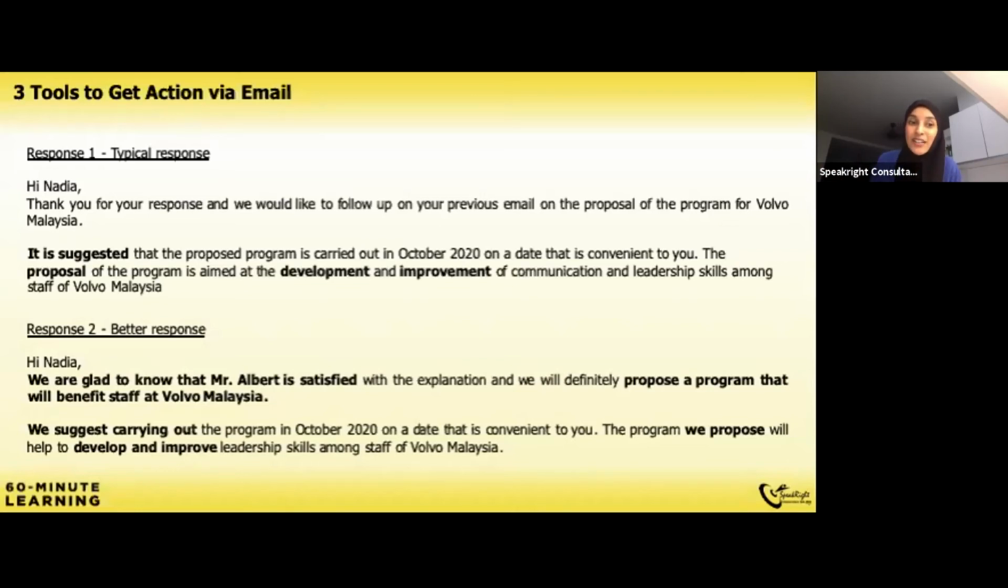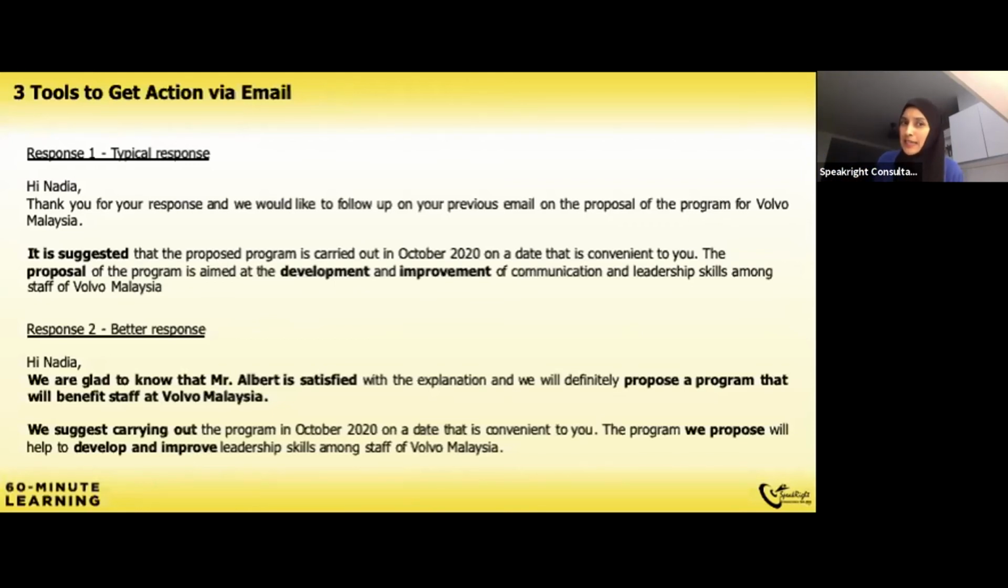All right, you're acknowledging the sender. You're not ignoring that in their email. And then you're telling, sure, we are going to propose a program that will benefit your staff. Okay, so you're making the person feel that, right, they are following up with what we request. Paragraph number 2, we suggest carrying out the program. Now you can feel it. It is more human compared to the one above, which sounds more robotic.